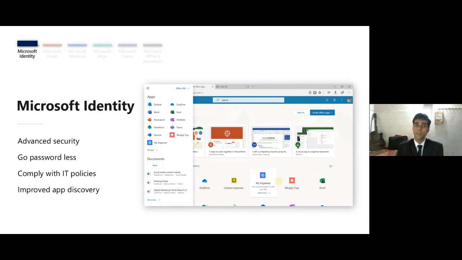And it complies with all the IT policies. Yes, information technology takes this very seriously here, because it deals with all the accounts and parts. So it is very important that Microsoft Identity actually complies with all IT policies, and it has improved app discovery. Yes, this is also very fantastic. When you browse different applications, you'll get to know how this particularly works.